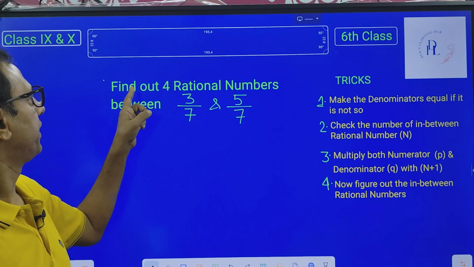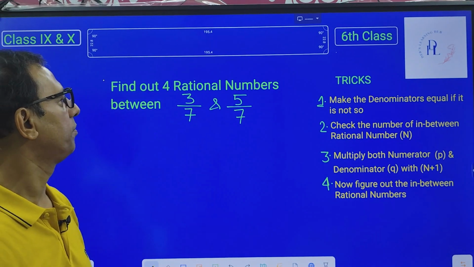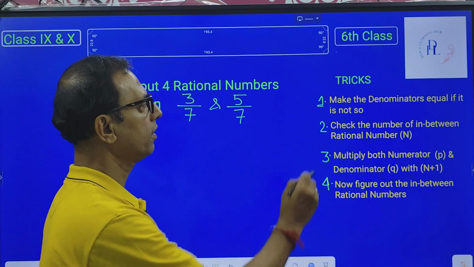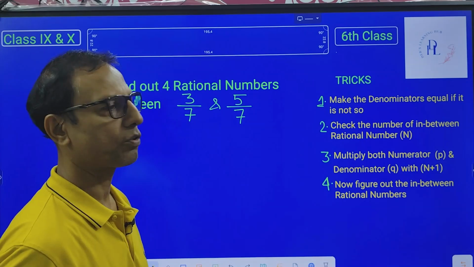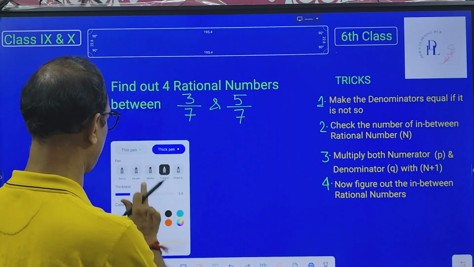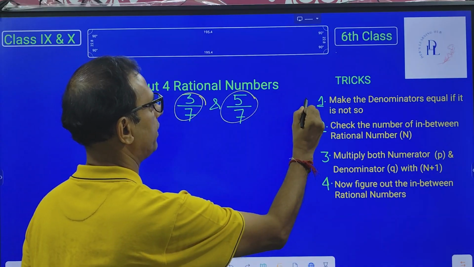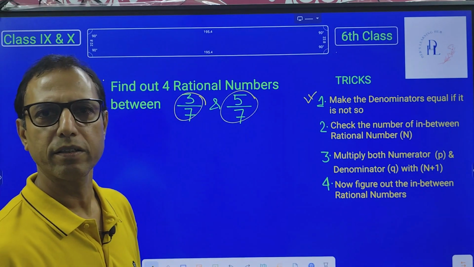Look at this problem. Find 4 rational numbers between 3 by 7 and 5 by 7. Step number 1: do you need this step? Make the denominators equal if they are not so. The denominators are already equal, so you don't need to go by this step. Not required.